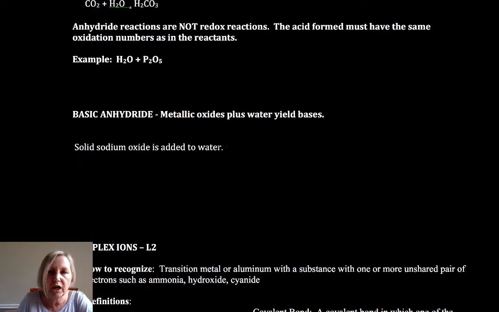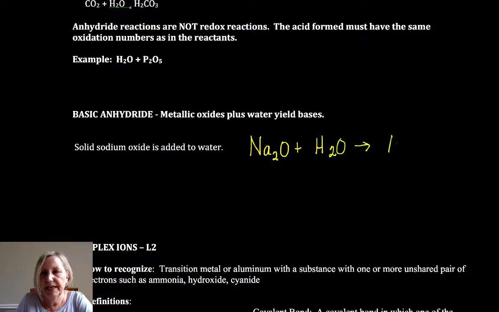The basic anhydrides are a little simpler than that. We're going to make hydroxides. So if I have sodium oxide plus water, metal oxides make bases, NaOH, and that's it. Sorry, NaOH. And now I have to balance it. So I'd need a 2 there. Whoops. No, I had my eraser there. 2 NaOH. So that one's much more straightforward.